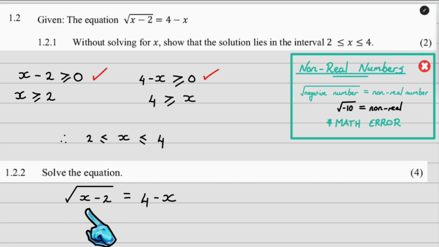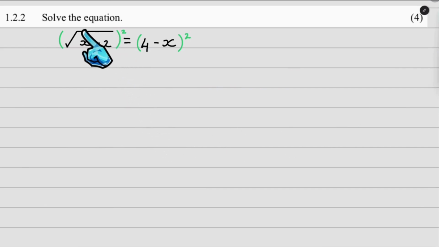So that means I'm going to square both sides. When I square the side, the square gets rid of the root. That's actually why we square both sides, to get rid of this root. Then over here, I'm going to write the bracket twice. The square is giving me instructions to write the bracket twice to set myself up for foiling.